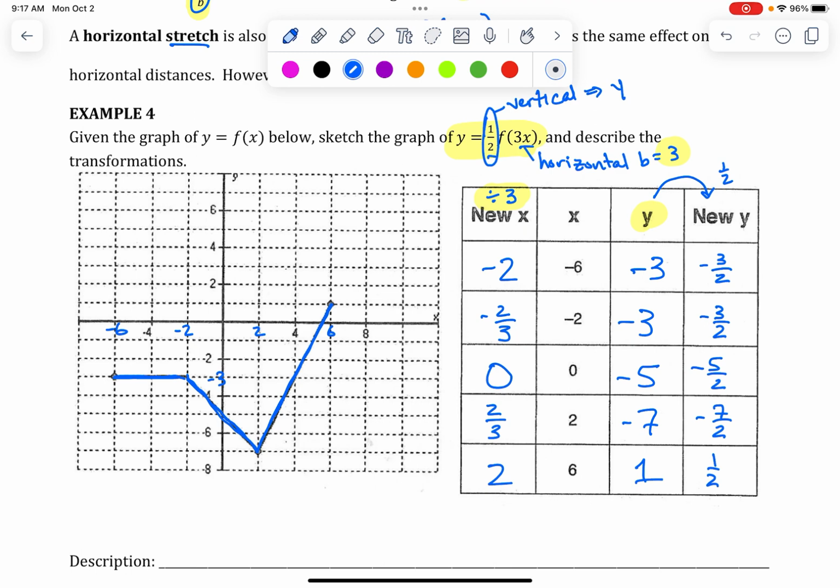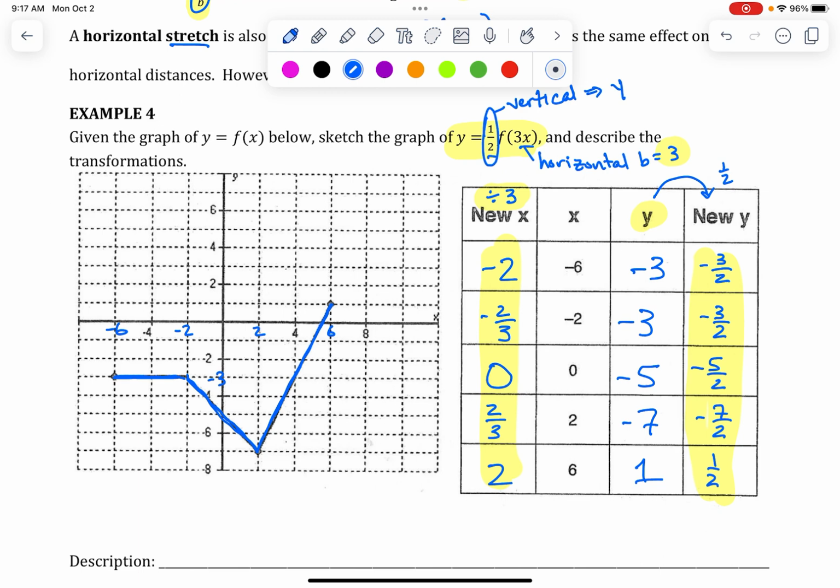All right, so that's the idea, and make sure you understand this example. When it's in parentheses, it's horizontal. If the number is greater than 1, you're actually going to compress it. All right, and so what you have now are our new coordinates of this graph, and we'll see how it both gets vertically compressed and horizontally compressed at the same time.